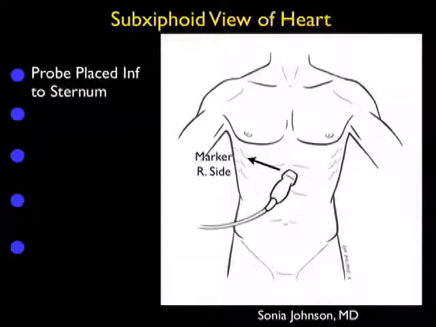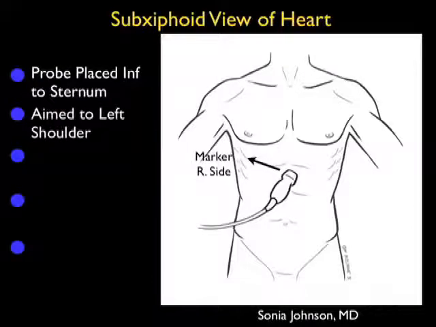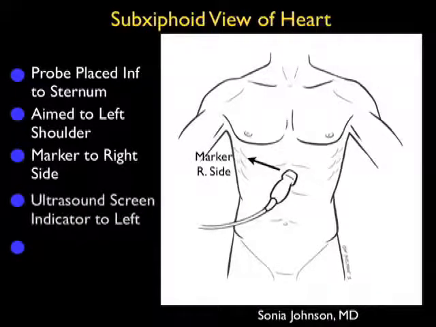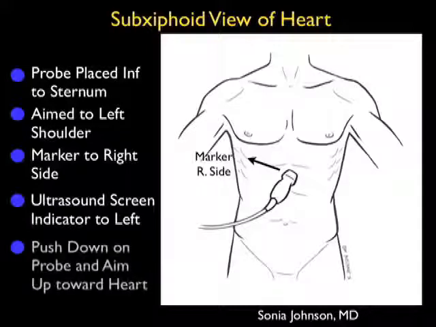As shown in the pictorial to the right, the probe is coming from an abdominal position placed just inferior to the xiphoid tip of the sternum. It's important to lay the probe flat and push down and under the sternum, aiming towards the patient's left shoulder. Now the marker dot on the probe should be over towards the patient's right side, with a caveat that the ultrasound screen indicator dot is over towards the left of the screen. Now it's very important to put your hands on top of the probe and really push down and up to get the good imaging plane underneath the sternum to make the angle to get a good view of the heart from this plane.